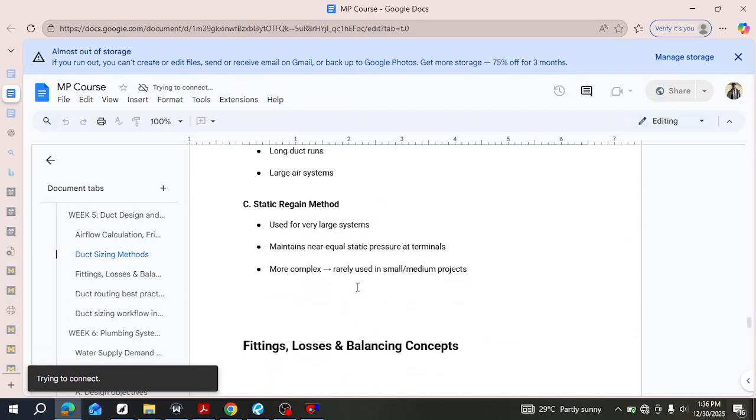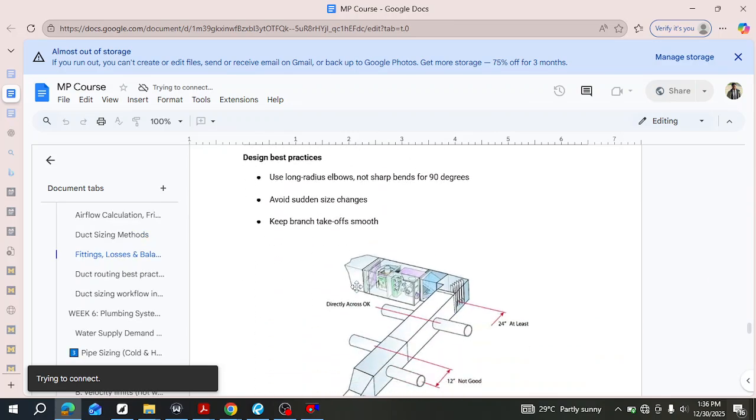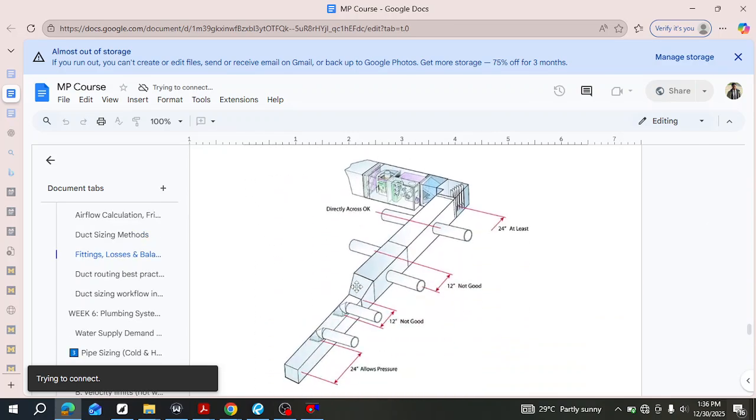Okay, balancing dampers, right? So let's talk about dampers first. For example, now air is leaving this equipment and it's supposed to flow out like this down to this part, right?